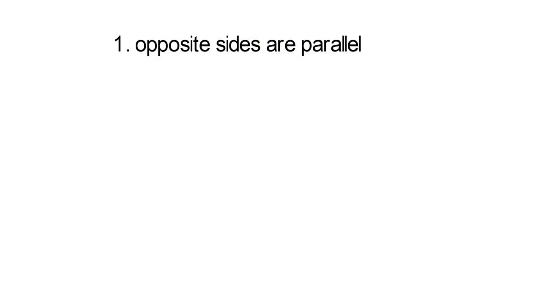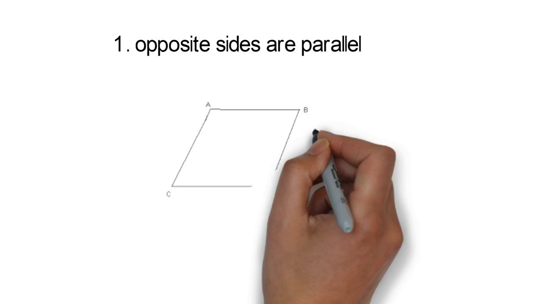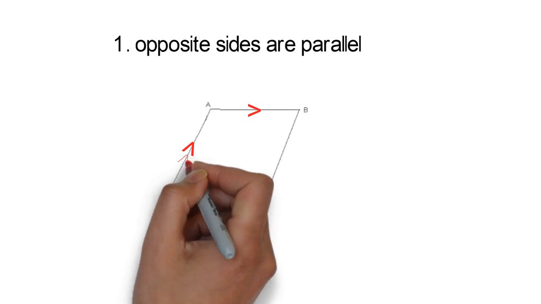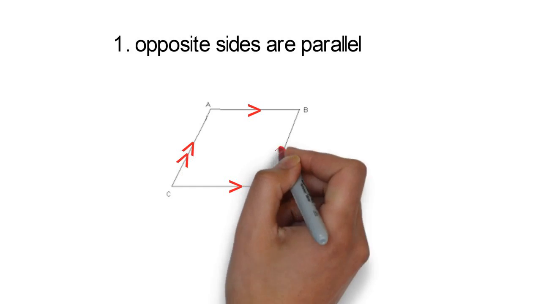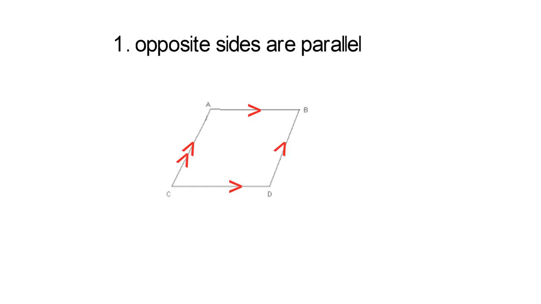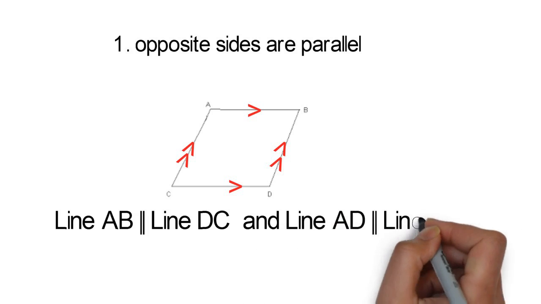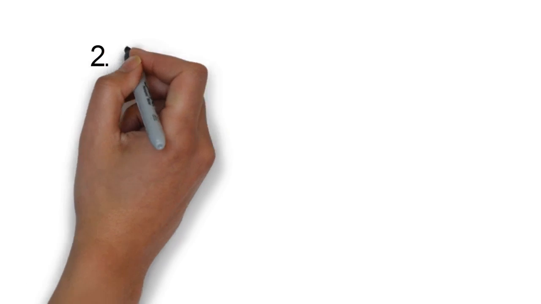Now let's look at the properties one after the other. 1. It says opposite sides are parallel. So what this means is line AB is parallel to line DC and line AD is parallel to line BC. Can you see that? Yeah. So parallel lines are lines that can never meet.